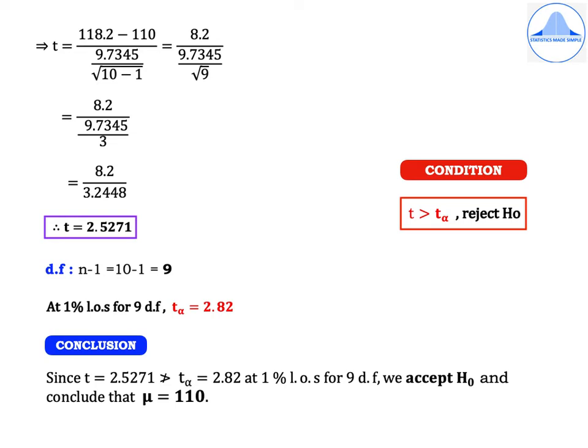Conclusion: since t is equal to 2.5271 is not greater than t alpha, which is equal to 2.82 at 1% level of significance for 9 degrees of freedom, we accept H naught and conclude that mu is equal to 110.